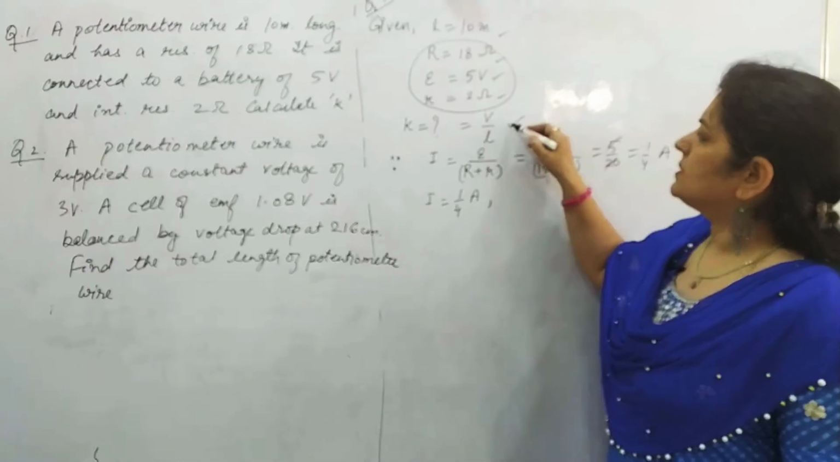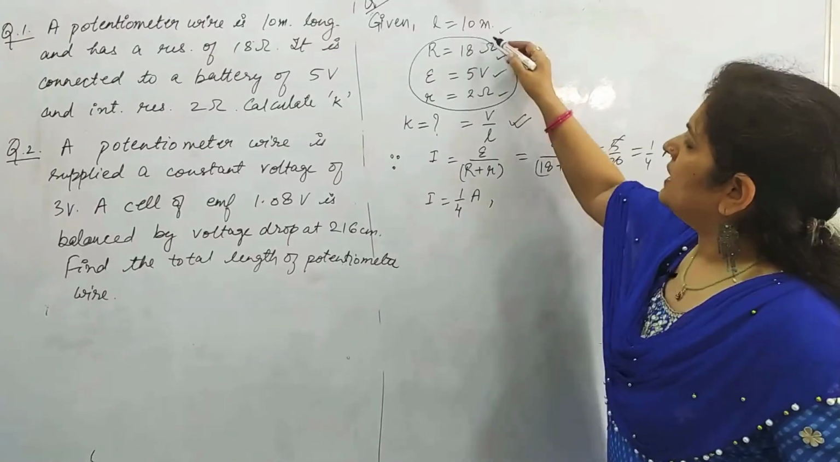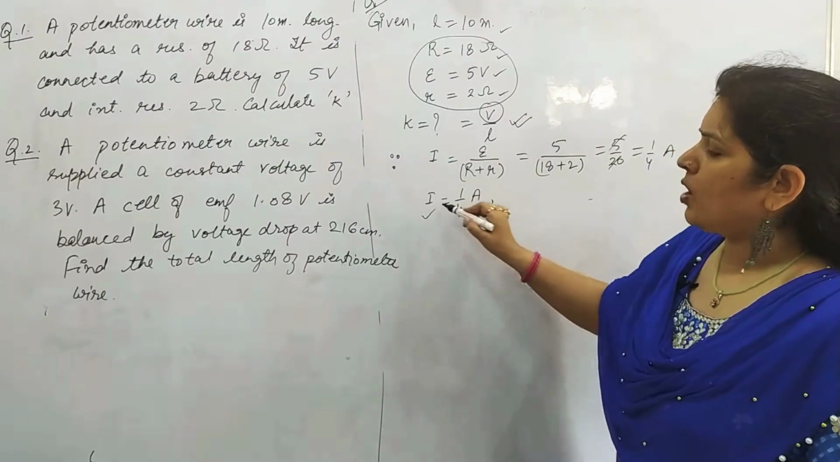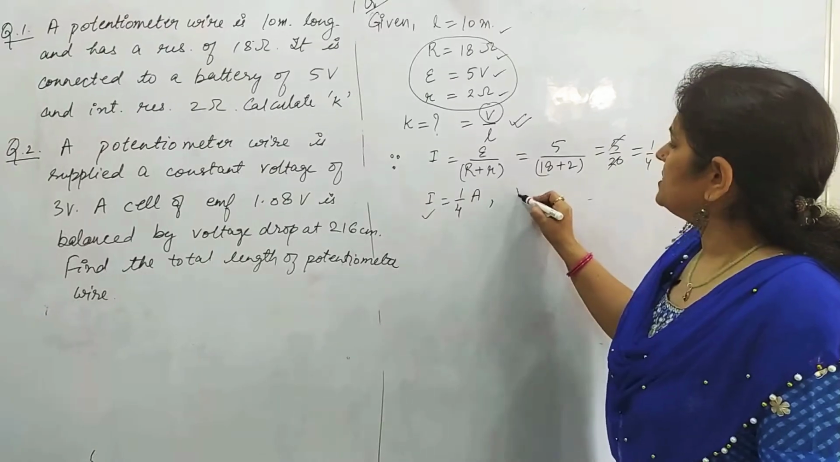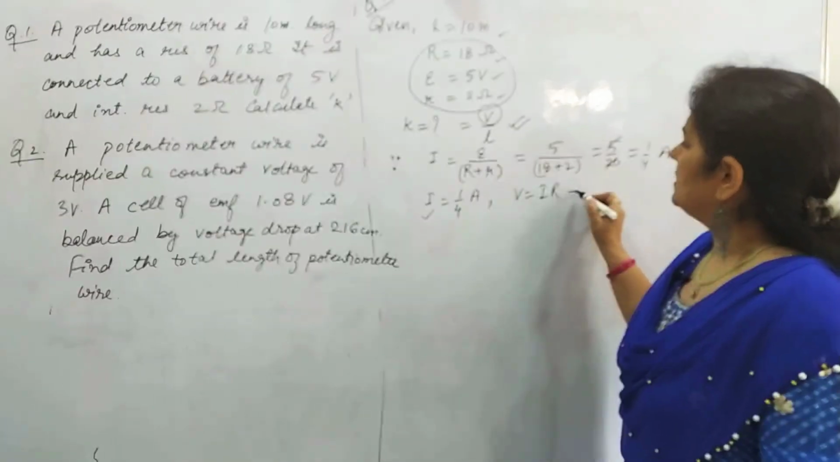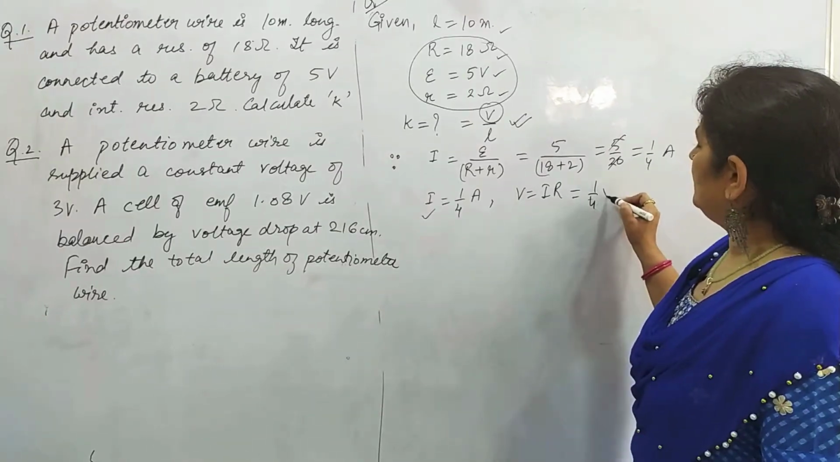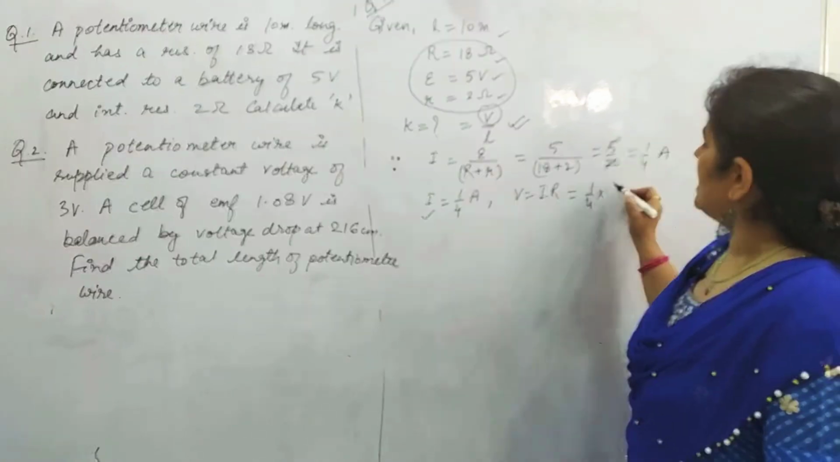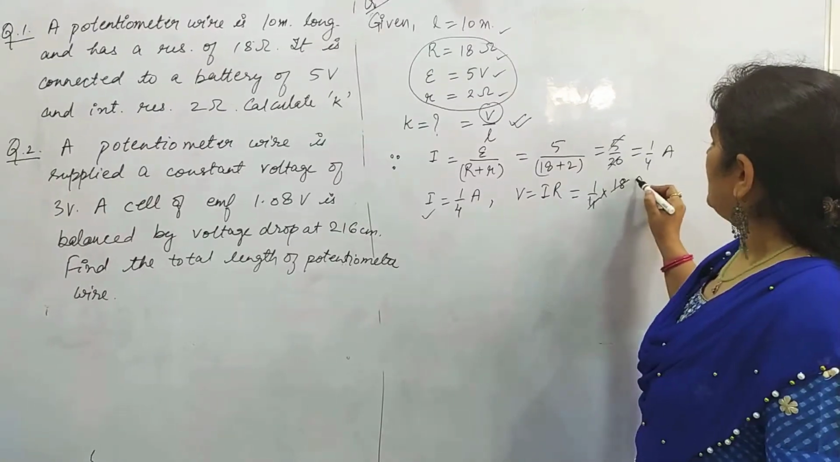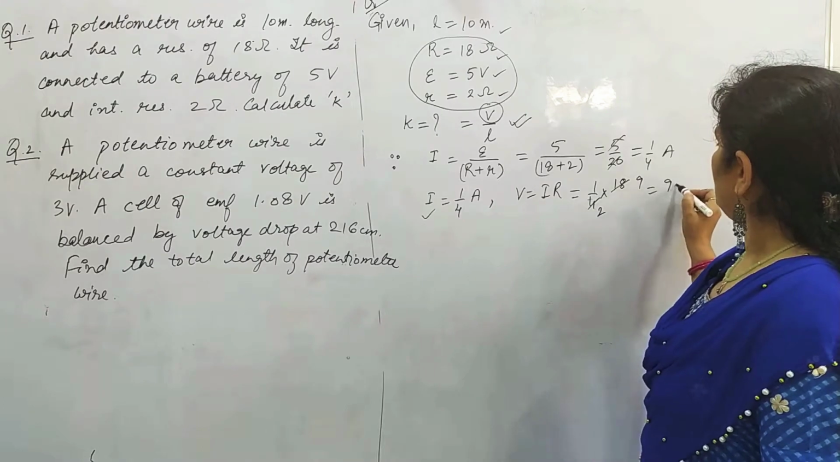So the current flowing through the circuit is 1 by 4 ampere. And we are supposed to find V by L. How to find V when you know I? You can easily find V. V is equal to I into R. What is R? 18. So what is V? 9 by 2.